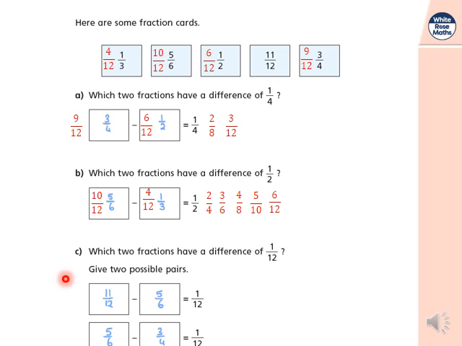And then for part C, which two fractions have a difference of 1/12? Give two possible pairs. An example could have been 11/12 take away 5/6, or 5/6 take away 3/4. You may have found some other possibilities as well. Well done if you managed to answer that one. But you can see how important it is to write things down to help us.